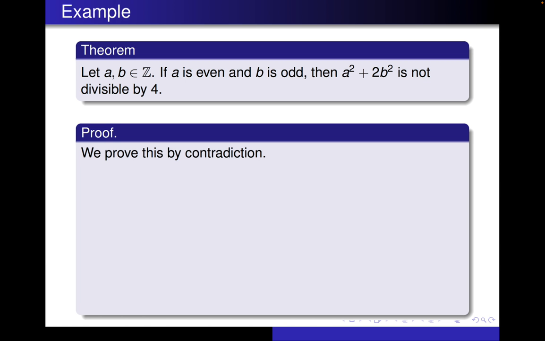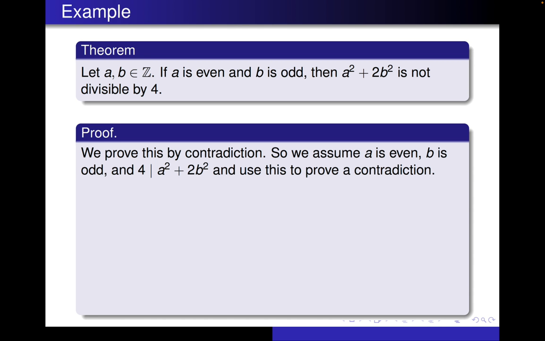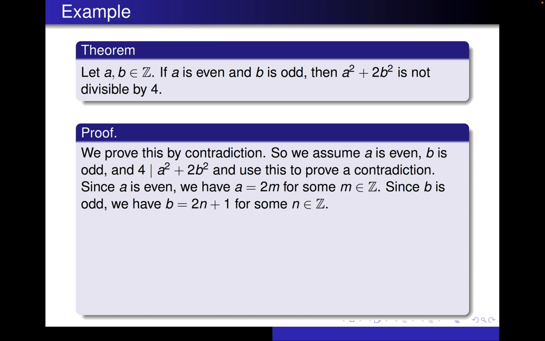Because if we just start assuming our theorem is false, our reader might think we're going a little nuts, right? So we're proving this by contradiction, so we're going to assume our theorem is false, which means A is even, B is odd, and 4 divides A squared plus 2B squared. And then we're going to use this to prove a contradiction. So we're telling our reader what we're going to show, not exactly what we're going to show, but again, it's a proof by contradiction. We're going to prove a contradiction, prove a false statement. So we're assuming A is even, so we have A equals 2m for some integer m. We're assuming B is odd, so we have B equals 2n plus 1 for some integer n.